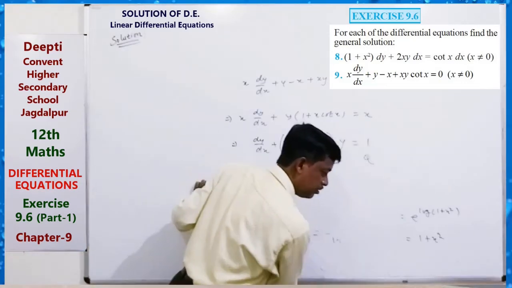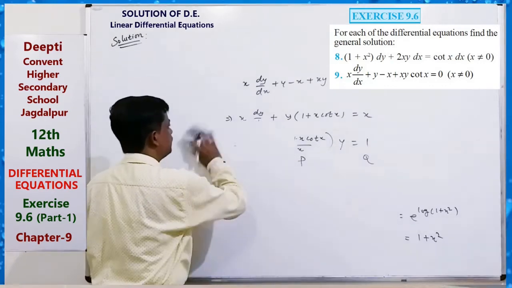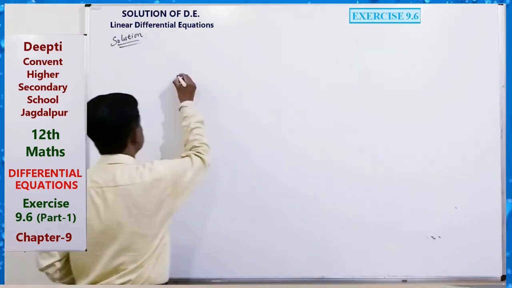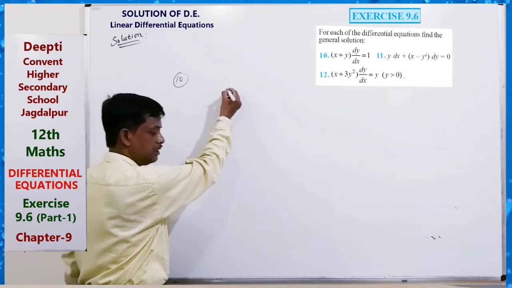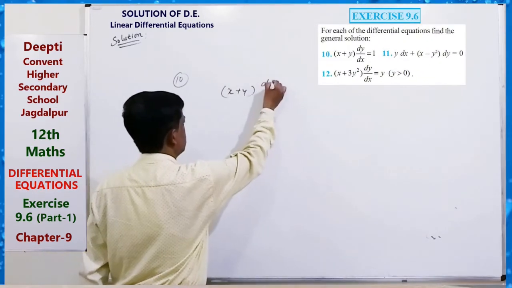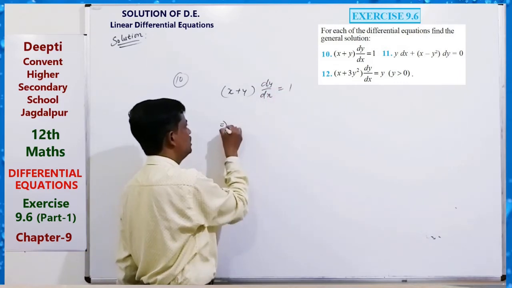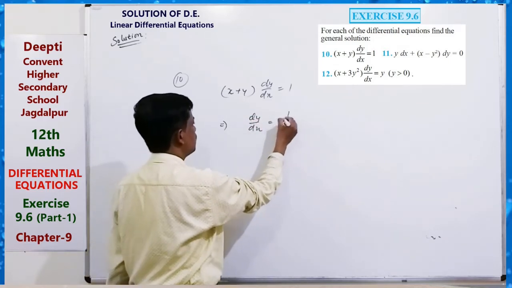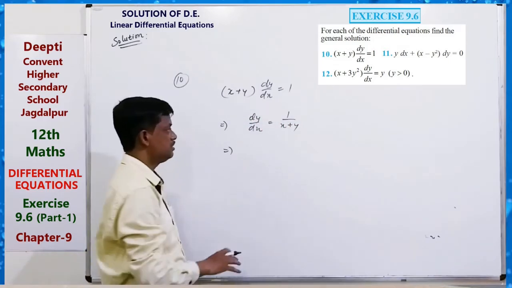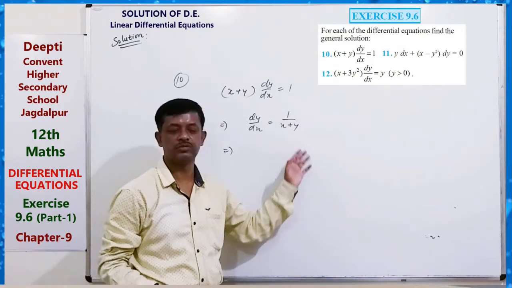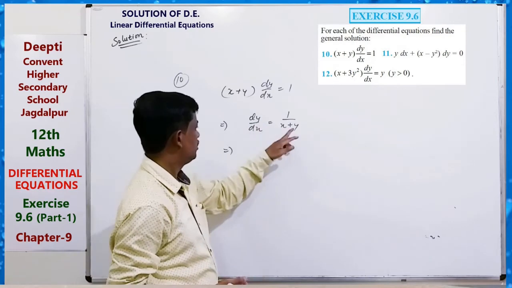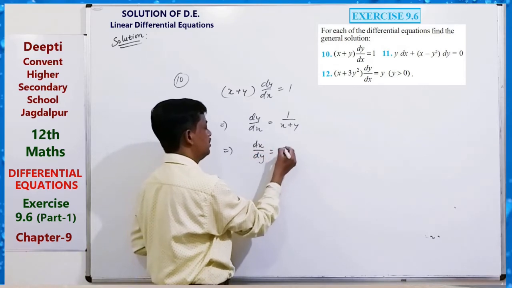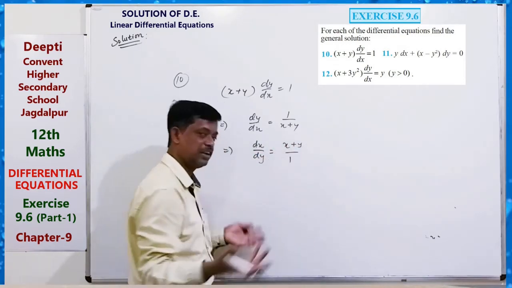Now question 10: (x plus y) dy by dx equals 1. If we write the value of dy by dx, we get 1 upon x plus y. This is not in any of the forms, not separable, not homogeneous. So y is in the numerator. Just revert it: dx upon dy equals x plus y upon 1. We can write it like this.